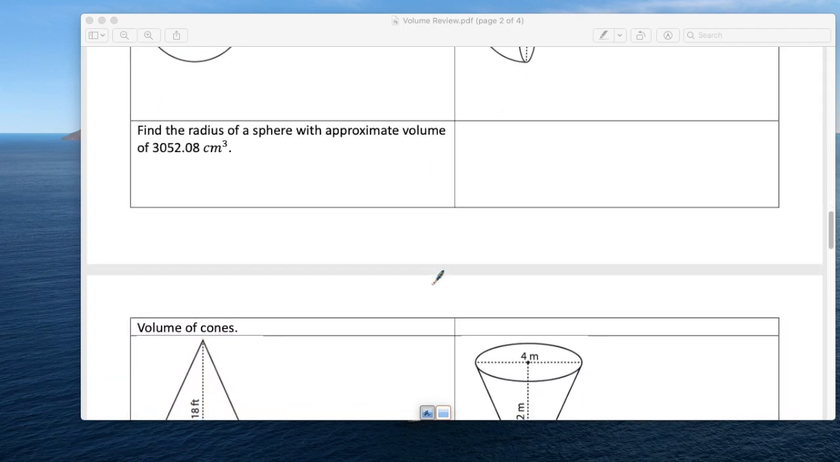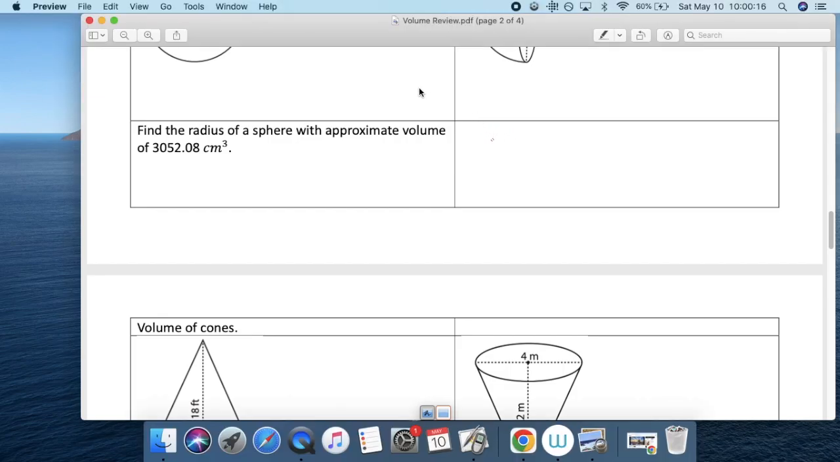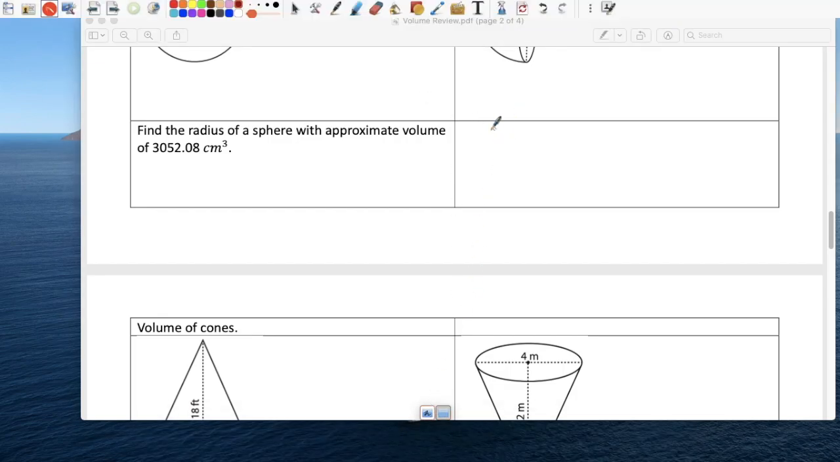Okay, so just remember that if it's half a sphere, you just divide it by 2. Find the radius. So we have now a sphere with a radius. So volume. I need to find the radius. Volume equals 4/3 pi r cubed, and it's telling us the volume. So let me write the volume, 3,052.08. That's the volume. 4/3 pi r to the third.